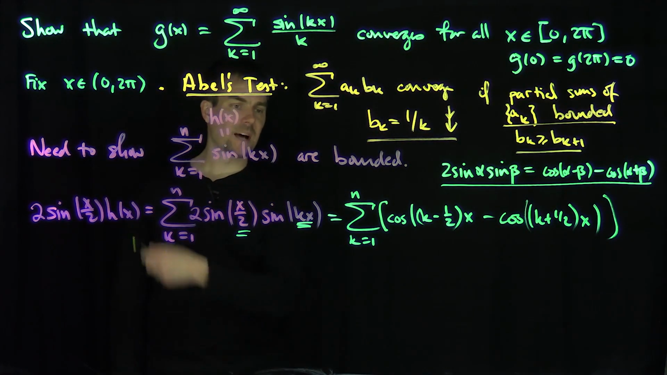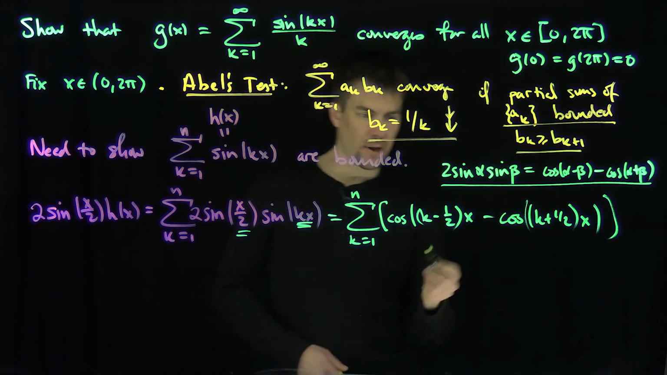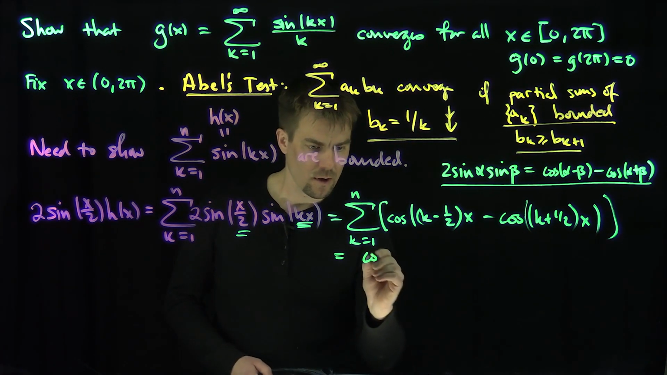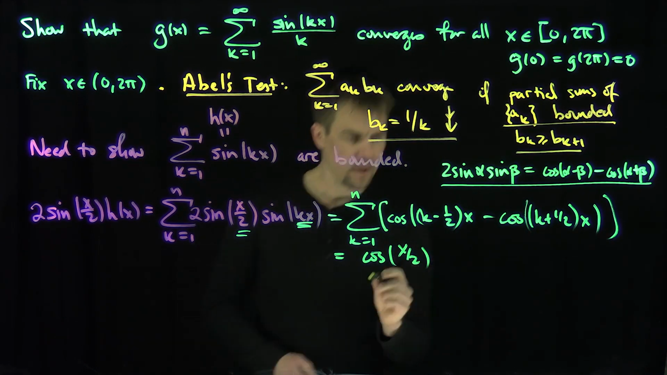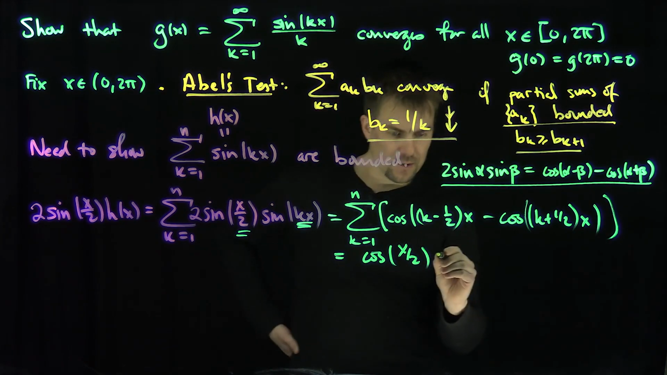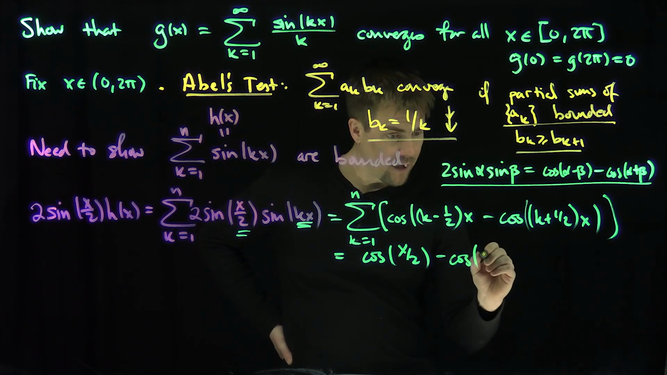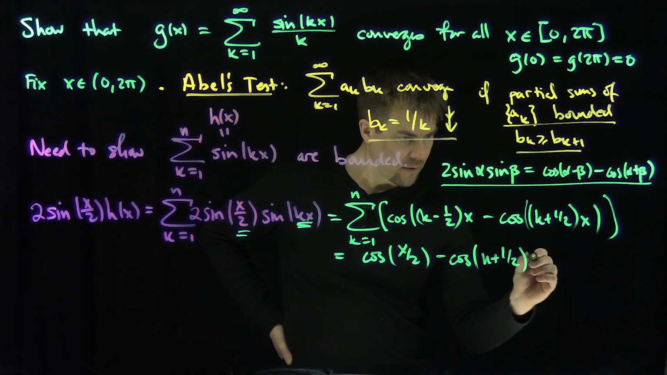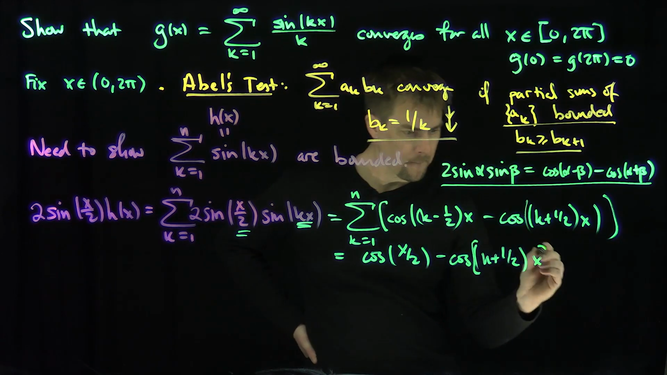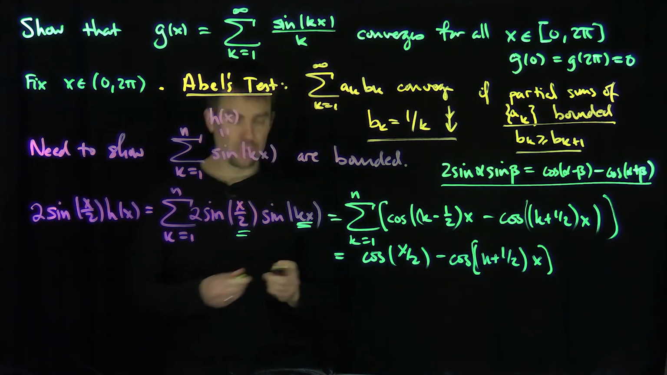That's beautiful because it's now a telescoping sum, right? So of course, the first thing I'm going to get is a cosine of 1/2 x, cosine of x over 2. And then the last term of this, I'm going to get minus cosine of n plus 1/2 x. Okay? Great. So we've just proven the following formula.